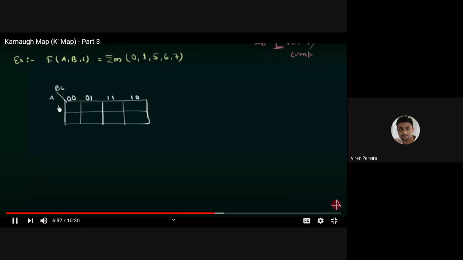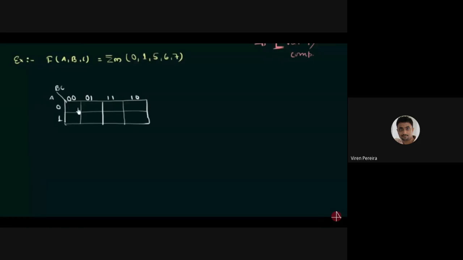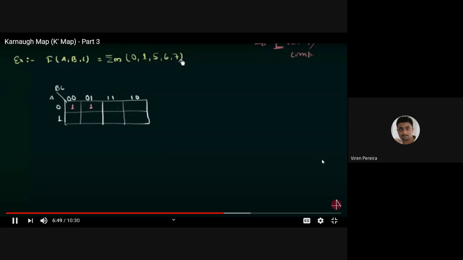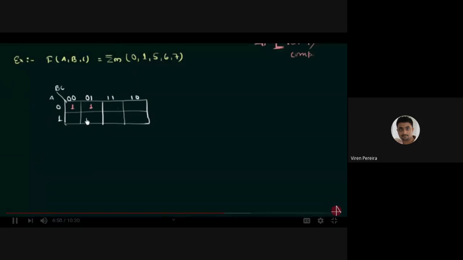Or you can say the different combinations of this variable. Now we will fill the map: 0, 1, M1 is there, so 1, 2, 3, 5, 6, 7, 4, 5, 6, 7.